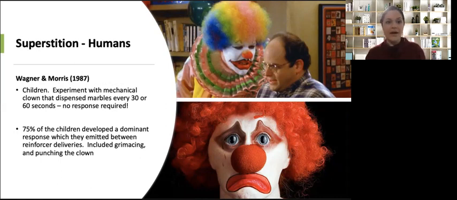75% of the children developed a particular response that they were emitting before the reinforcement was delivered. So they were either grimacing or making this horrible face at the clown, or they'd even punch or hit the mechanical clown. So again, they probably engaged in some form of this behavior, and it just so happened that they engaged in that behavior at the right moment and reinforcement was delivered. And as a result, they thought, well, that's what I have to do to get the mark, right? So then they start engaging in that behavior. But really, all they had to do was sit there the entire time.